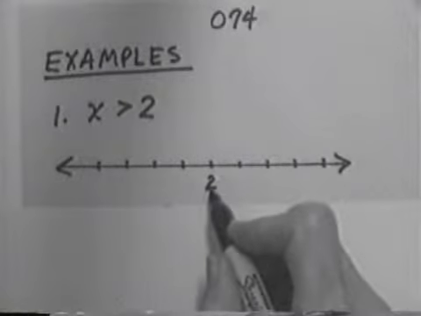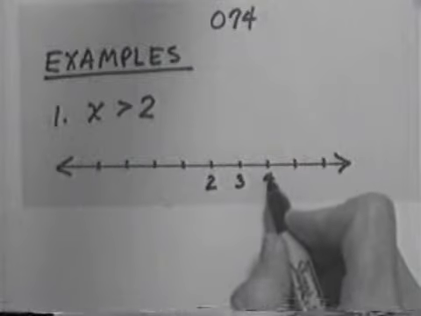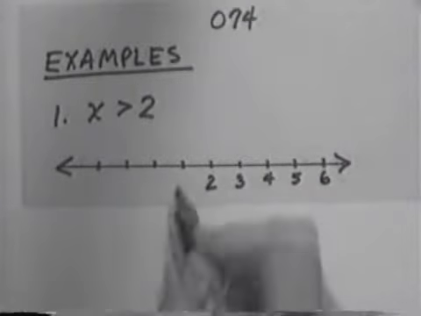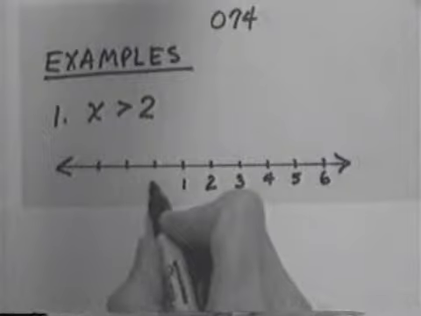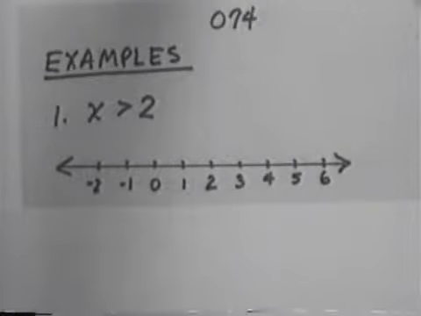2 is the boundary number, and I must be sure to include it in my picture, and so I'll put 2 down first. Then let's put some other numbers on here. To the right of 2 we have 3, 4, 5, 6, and so on forever. To the left of 2 we have 1, 0, -1, -2, and so on.